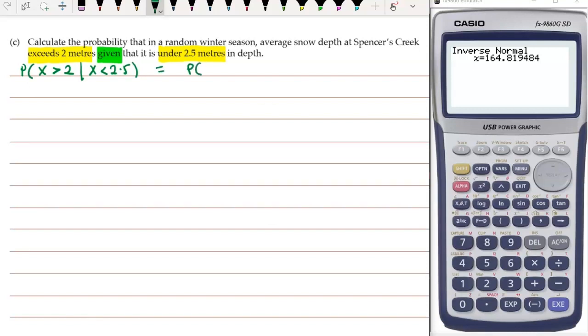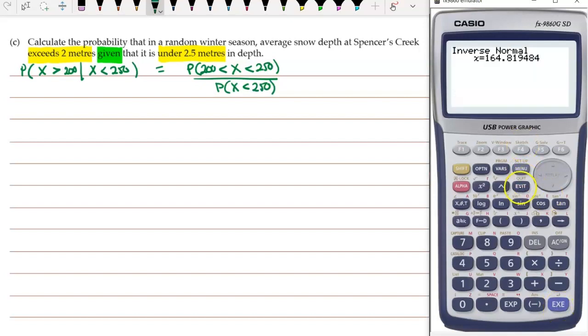it's both of these things. So x is above 2 meters and below 2.5, divided by the probability that x is below 2.5. Now, this is in meters, but we were given the information in centimeters. So actually, we should write this as a 200, a 250. So I'll just fix those up.